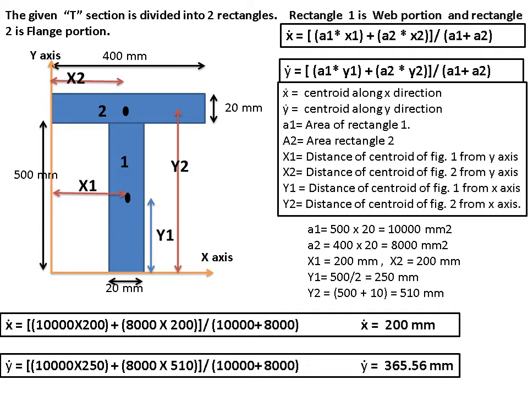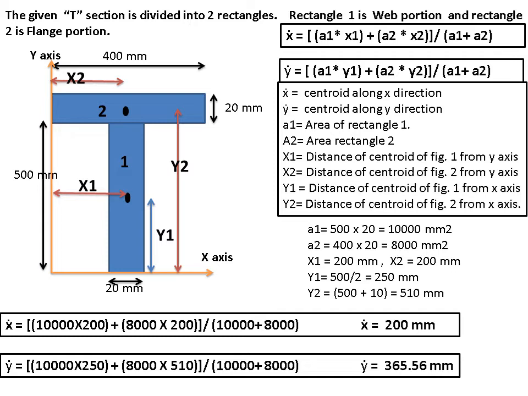So this 500 plus 10 millimeters, total y2 will be equal to 510 millimeters. How does this 10 come? If you see the flange, the depth of the flange is 20 millimeters. So the centroid of the flange in vertical direction will lie at 10 millimeters from the top of the flange or 10 millimeters from the bottom of the flange. We want the distance from the x-axis. So from the x-axis it comes out to be 500 plus 10, that is 510 millimeters.